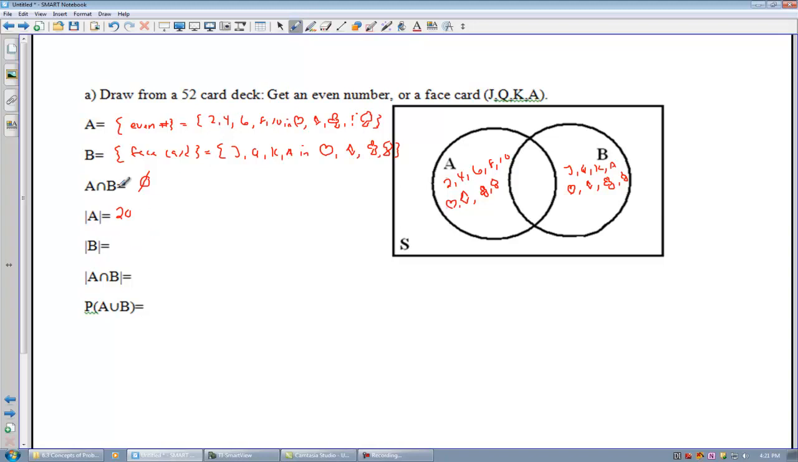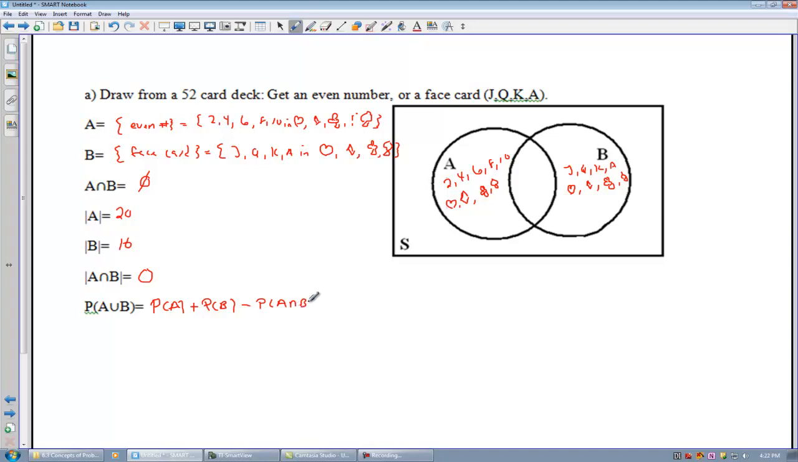And number of things in B, okay, well, I have 4 hearts, 4 diamonds, 4 clubs, and 4 spades. So that's 4 times 4, basically. So I have 16 things there. And in the intersection, I have 0 things. So this is an example of 2 events which are mutually exclusive. So this is just going to be the probability of A plus the probability of B. But notice, if you say minus probability of A intersect B, you'll be just fine.